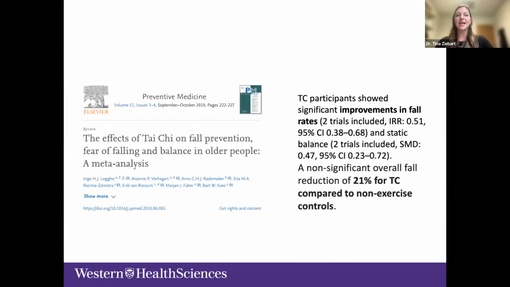And so we mentioned too that Tai Chi is another great exercise to work on dynamic balance. And so Tai Chi has been shown to have significant improvements in fall rates. And when comparing Tai Chi to non-exercise, there was a reduction of 21% of falls in the Tai Chi group. So overall, it's been seen that Tai Chi can significantly and clinically reduce fall rates. So it's a really nice intervention that could be used.